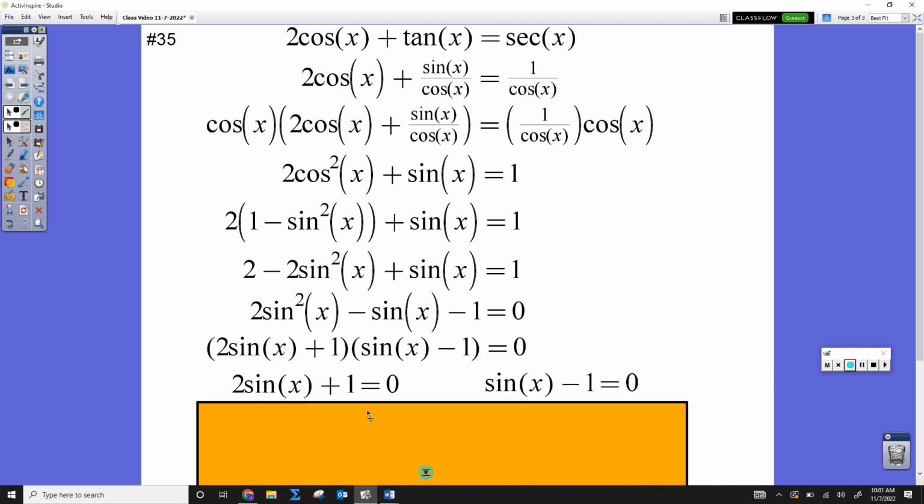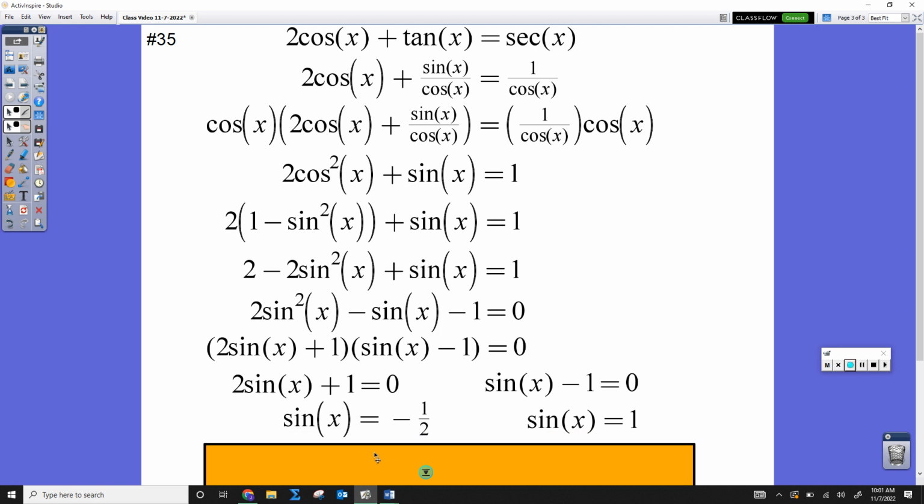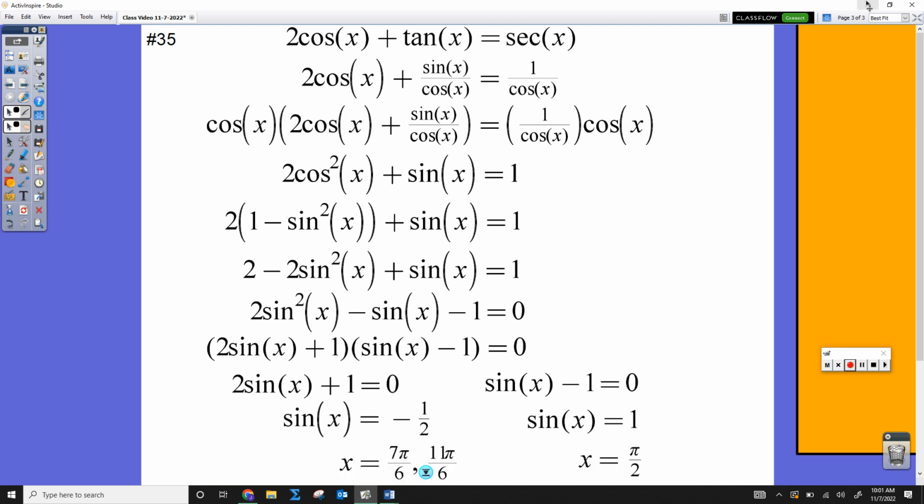Set each one of those factors equal to 0. Solve them. So what we're looking at is: sine of what value gives us negative 1/2, and sine of what value gives us 1. All right, so we would end up with something like these two solutions. So you have 7 pi over 6, 11 pi over 6, and pi over 2.